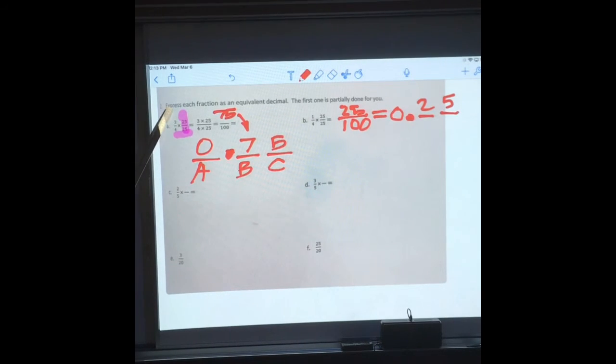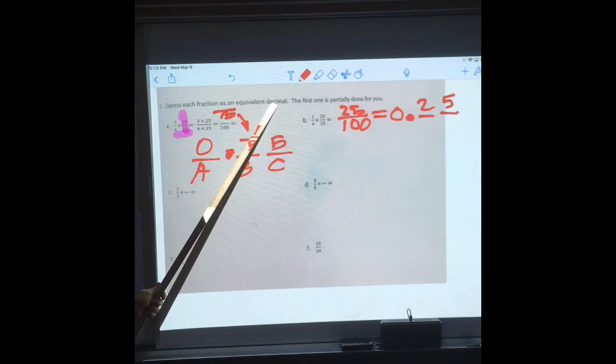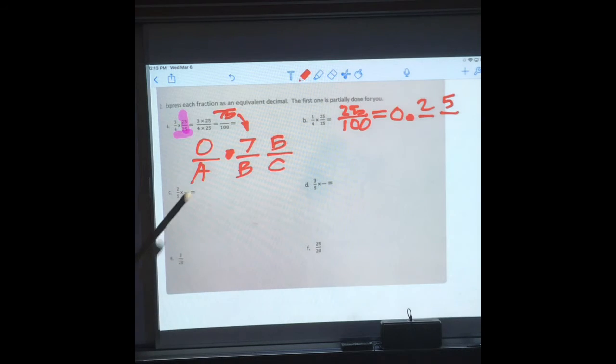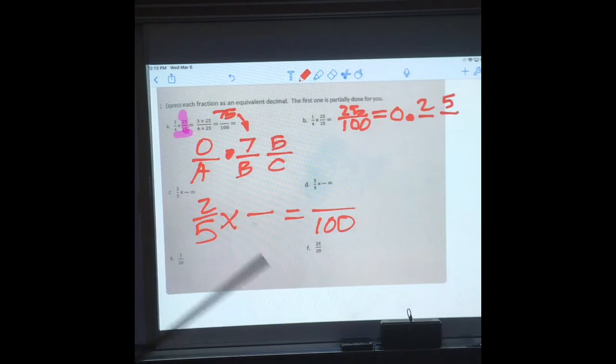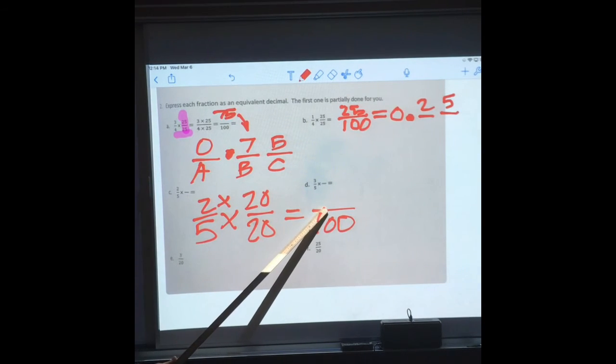Then it's asking to express each fraction as an equivalent decimal. The first one is partially done. How could we change this 2/5? I'm going to write it bigger for you. 2/5 times what fraction could we make it? We need what on the bottom? We need 100, right? 5 times what is going to be 100? 5 times what? 20. Nice job. So what we do to the bottom, we're going to do to the top. So 2 times 20 is 40.